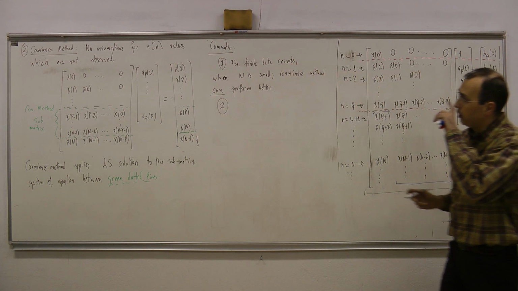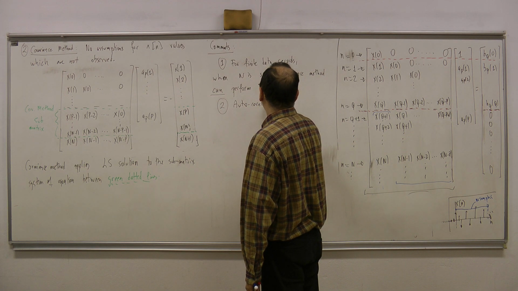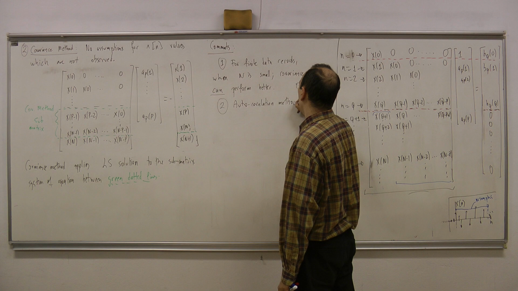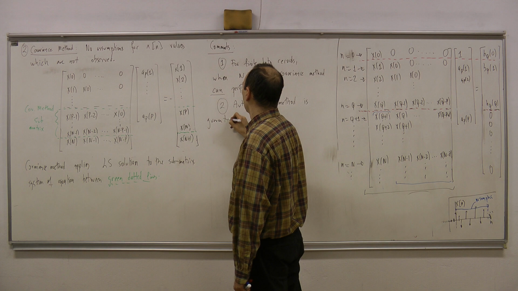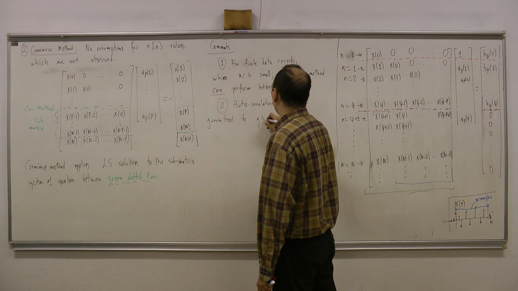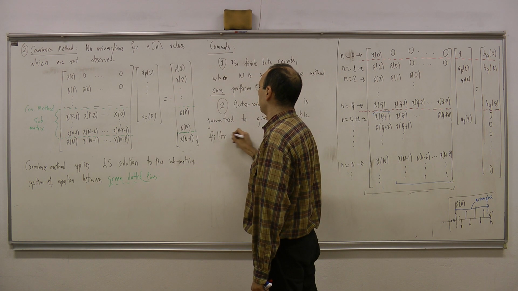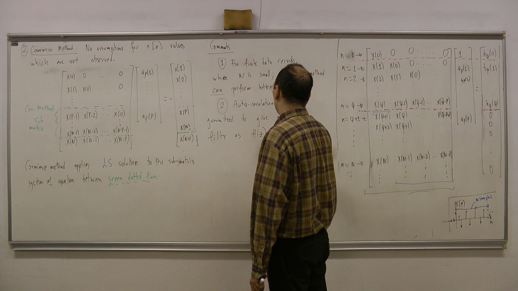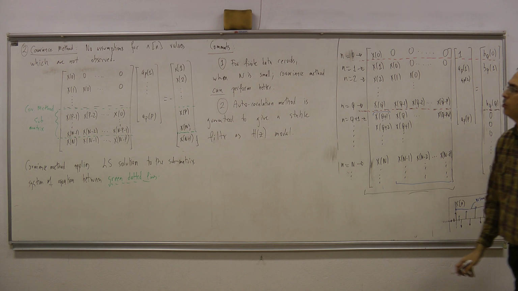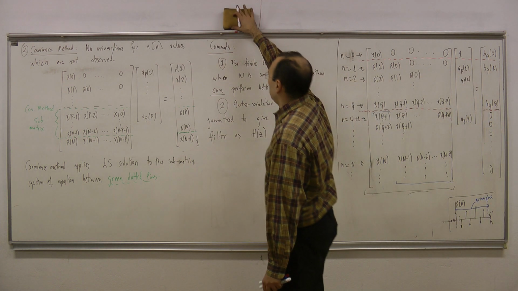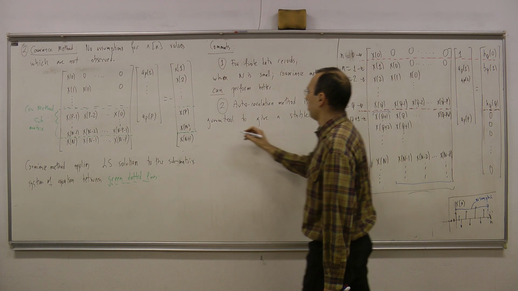Number 2, autocorrelation methods. Now, surprising things can happen. It is guaranteed to give a stable filter as H of z model. Okay? Please remember, we were trying to get a stable H of z, a stable H of z system.